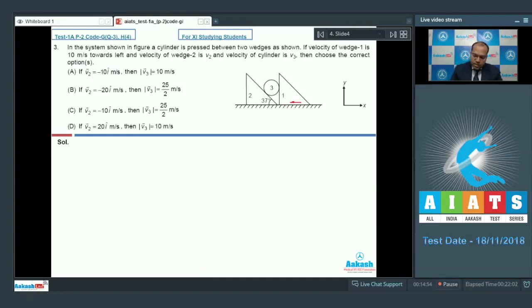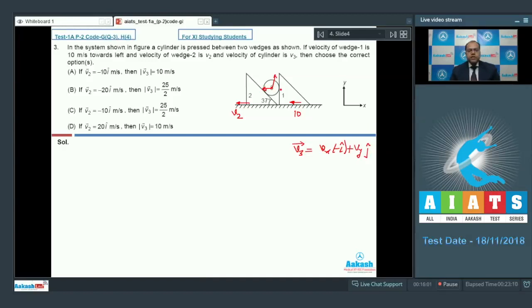This is moving in this direction with a velocity of 10 meter per second, and this is moving in this direction with a velocity V2. Then the velocity of 3 is in this direction as well as in this direction. So I can write the velocity V3 vector as Vx into minus i cap plus Vy into j cap. I am assuming that the surfaces in contact are smooth.